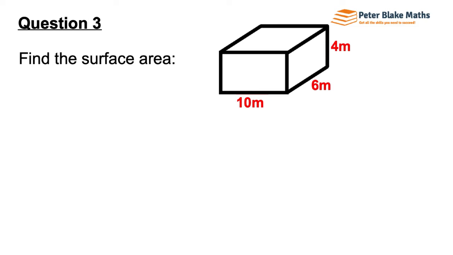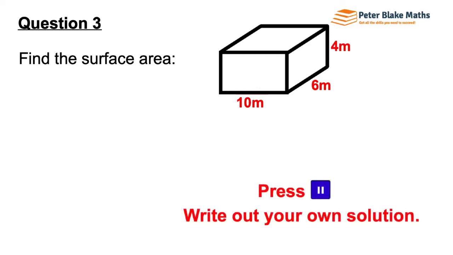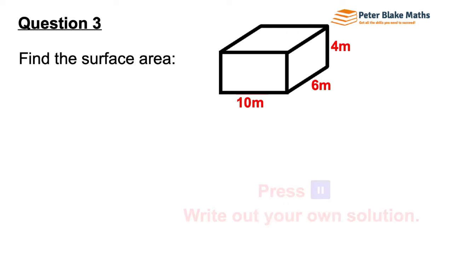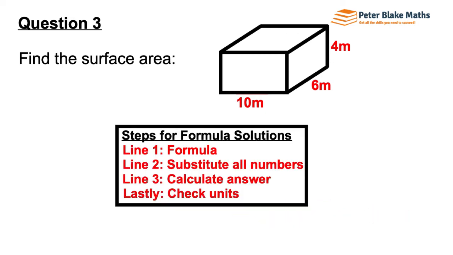Question 3. Find the surface area of this rectangular prism. There'll be a formula. We'll look to substitute all the numbers in from the question, calculate our answer, and check our units.